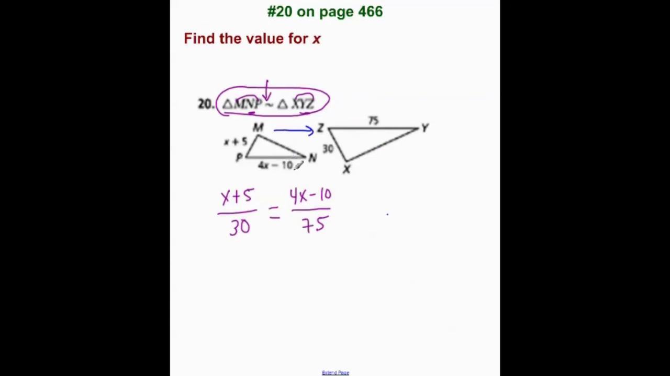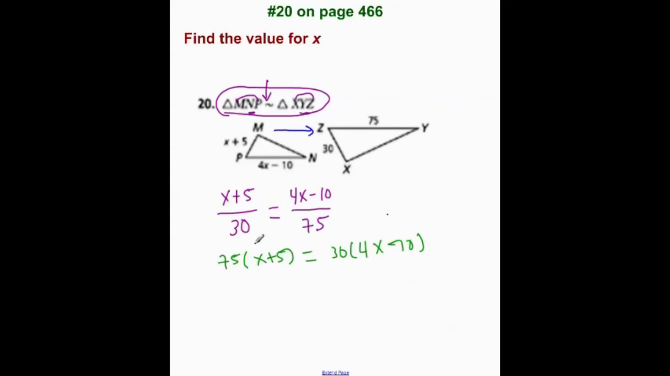You could have done it backwards. You could have done it upside down. You could have compared these two and these two. There's more than one way. So let's go ahead and solve this puppy. I'm going to cross multiply using my cross products property. So I got 75 times x plus 5 is equal to 30 times 4x minus 10. All I did was just cross multiply. That's a property that we discussed in the previous chapter. It's just a short, quick way of using our reciprocals or inverse properties, stuff like that, for multiplying fractions.